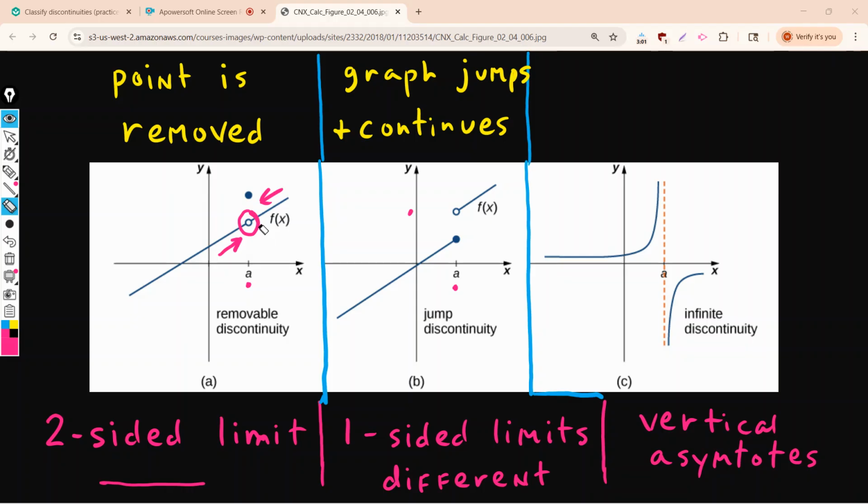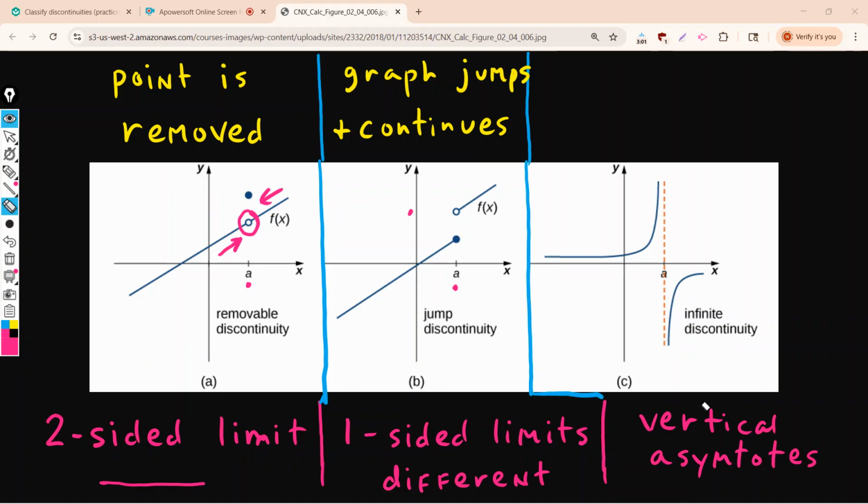All right. So for the removable, the point is just removed, but the two-sided limit is still the same. But for the jump discontinuity, the graph literally jumps and continues on, in which case there's going to be one-sided limits, but they're going to be different. When you approach from the left, when you approach from the right, you can see that y coordinate is different for each one. And the easiest one is the infinite discontinuity.